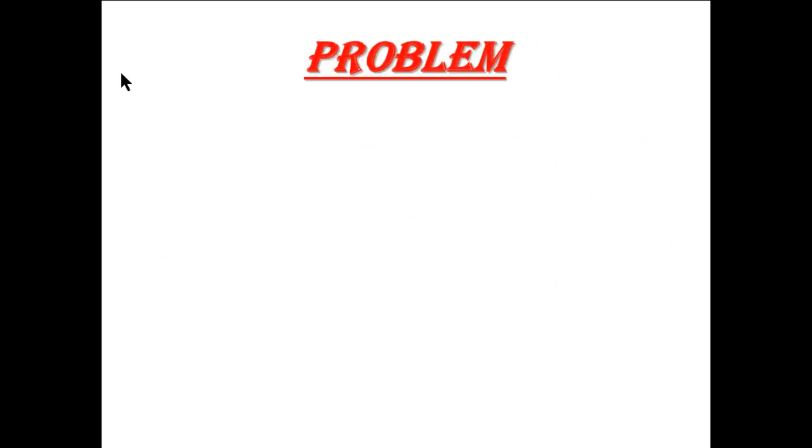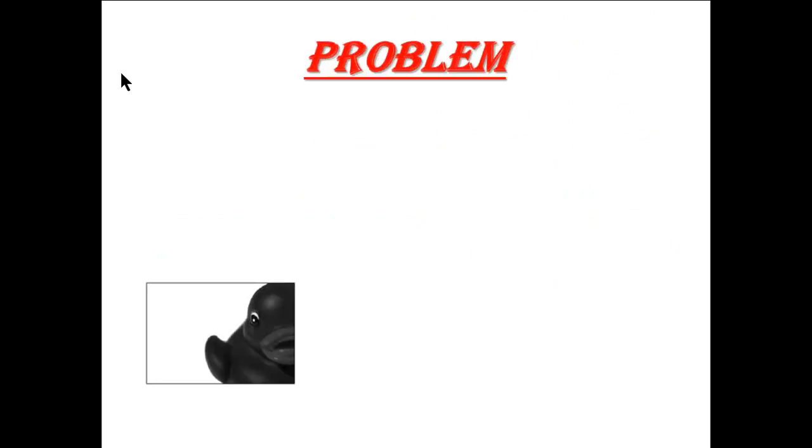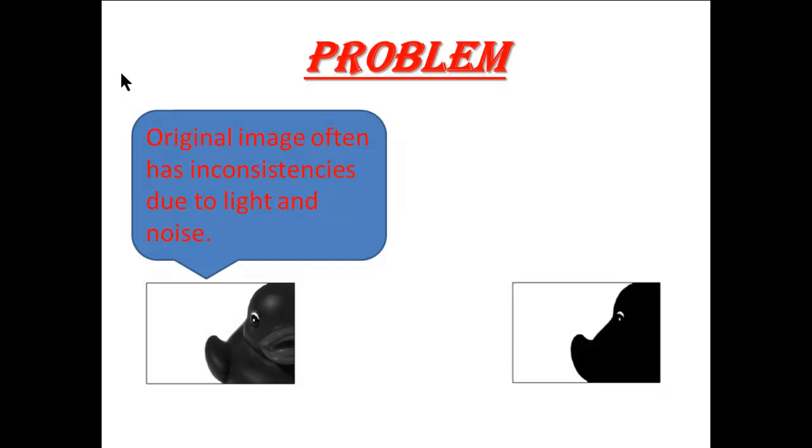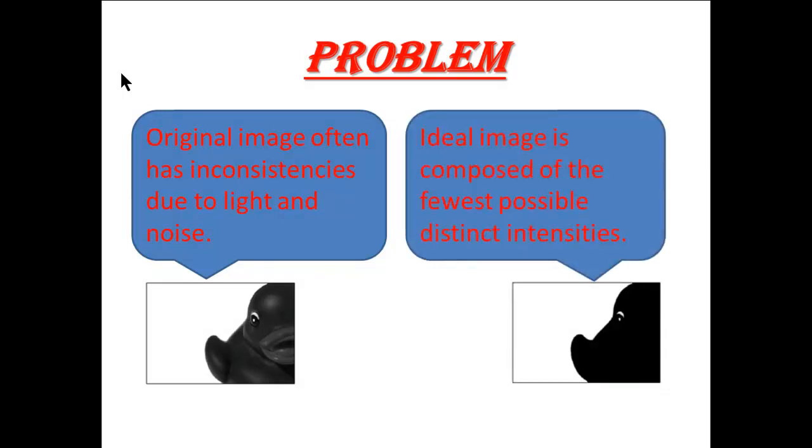Segmentation problem. The original image often has inconsistencies due to light and noise. The ideal image is composed of the fewest possible distinct intensities.